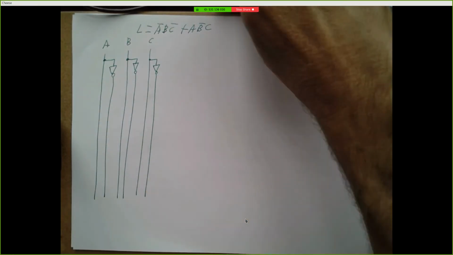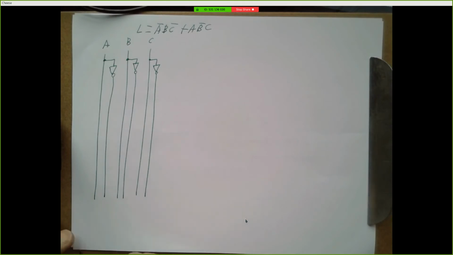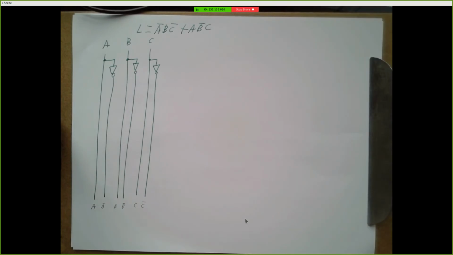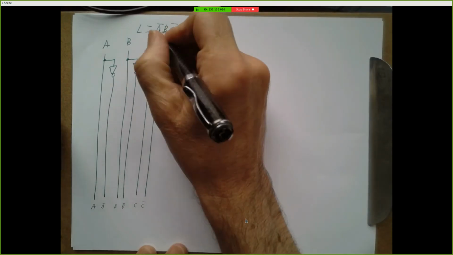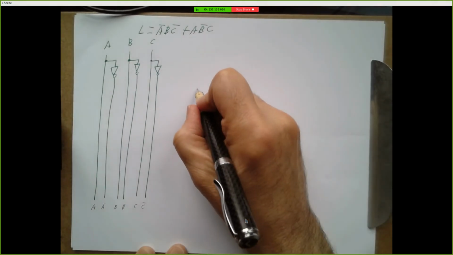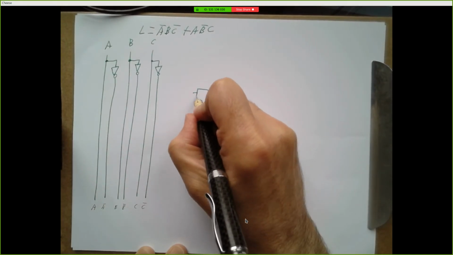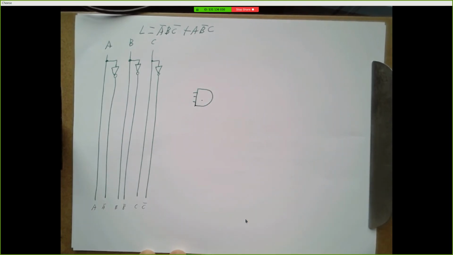Alright, and I'm just going to label these down here for my own reference. This is now A bar, B bar, C bar. Alright, I need an AND gate with three inputs. So let me draw an AND gate over here with three inputs. And what do I want the inputs to be? A bar, B, and C bar.